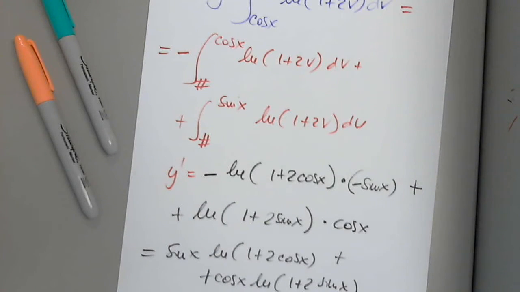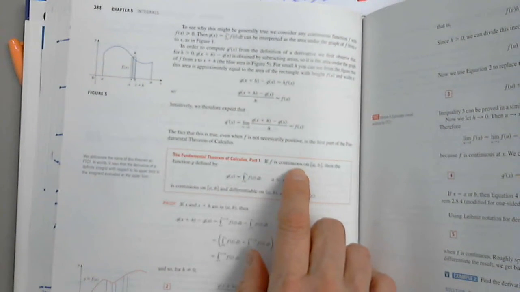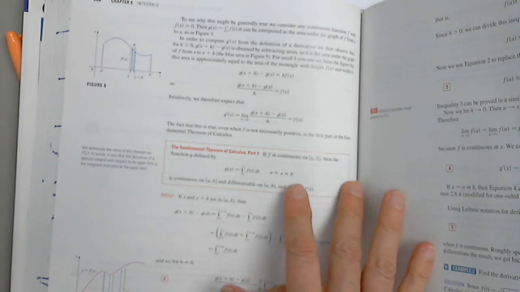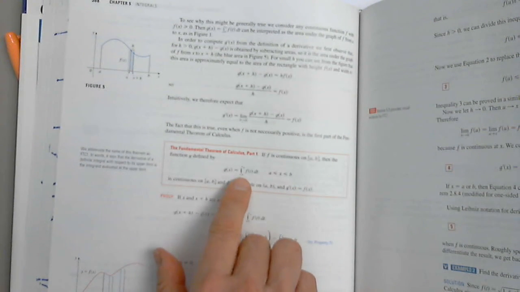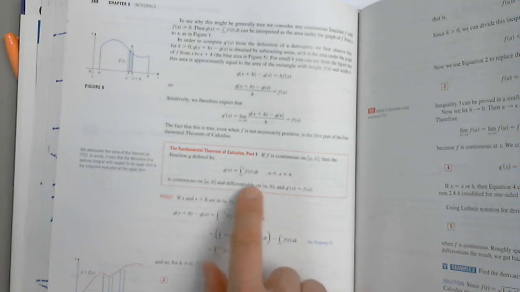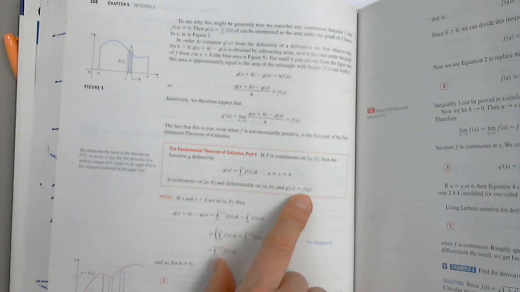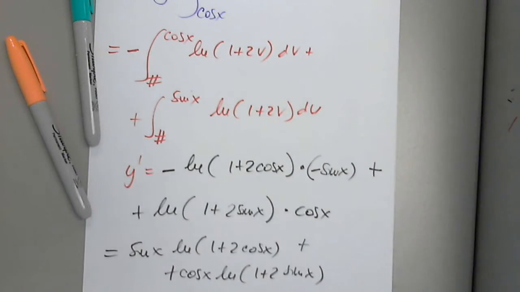Of course, I didn't mention it, but it's clear. So let me show you where the fundamental theorem of calculus part 1 is. Of course, the function must be continuous. There is no discussion there. We know that. Then the function g defined by this integral is continuous and differentiable, and g prime equals f of x. Okay, so that's what we just did. I just want you to see where it is.